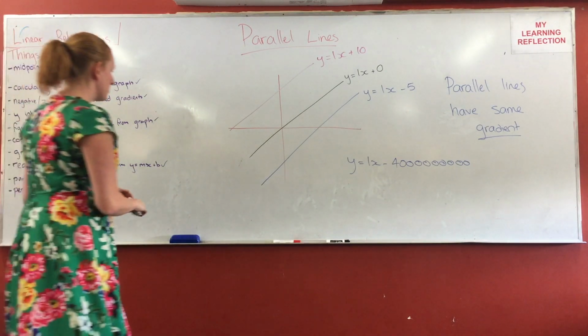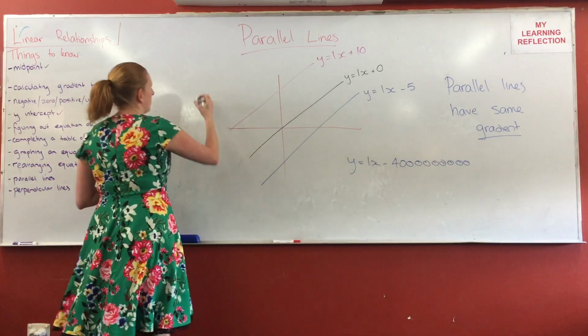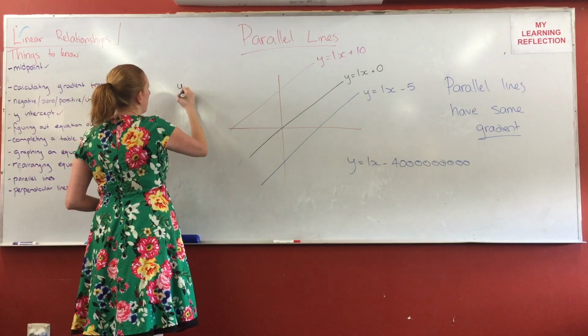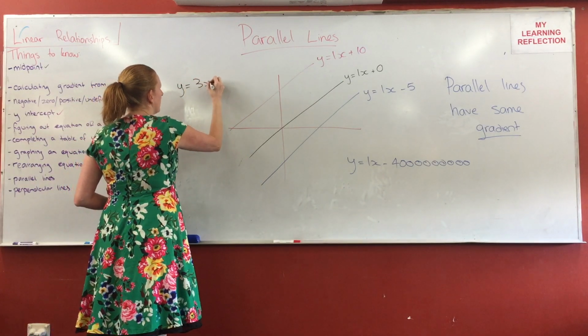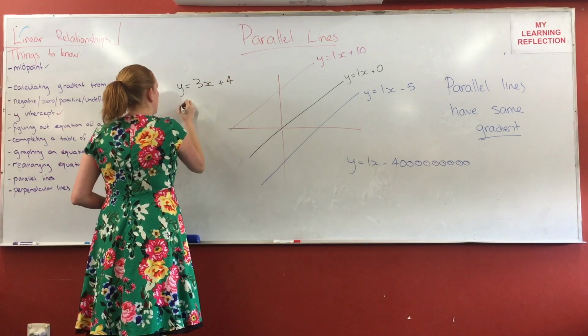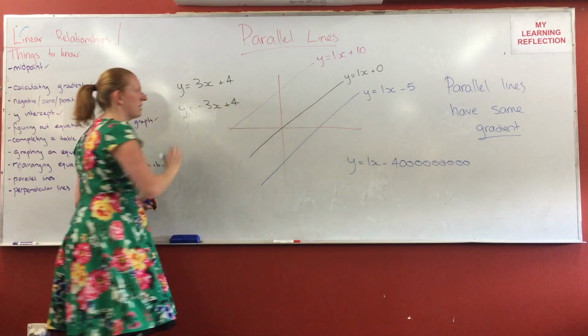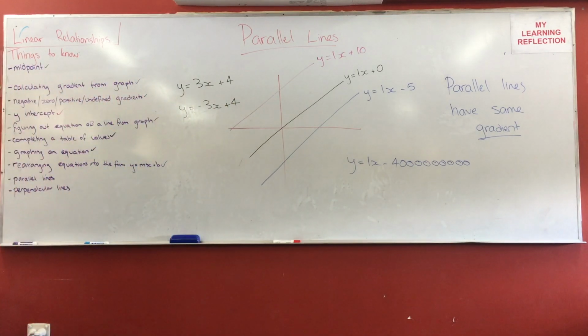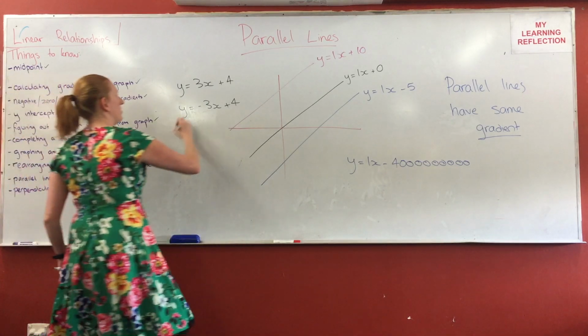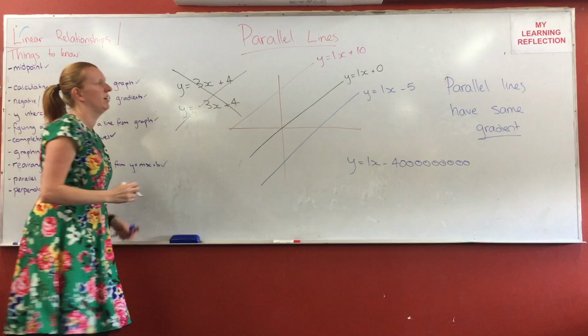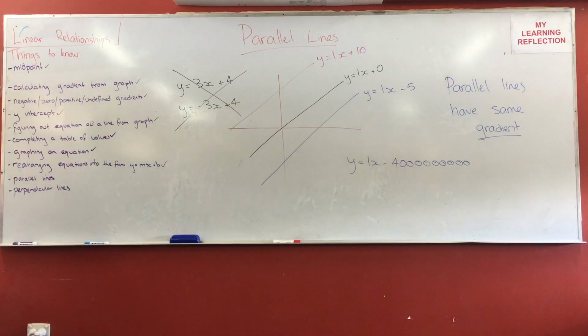Awesome. Alright. If I have the equations y equals 3x plus 4 and y equals minus 3x plus 4, are they parallel? No. No, why not? Because it's negative. Awesome, one's negative, they don't have the same gradient, therefore not parallel. They have to have the same gradient.